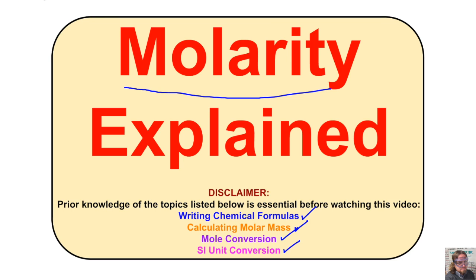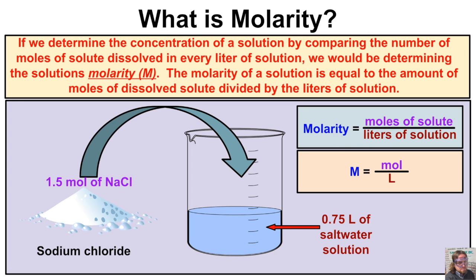So let's start talking about molarity. And first, let's talk about what is molarity. And so what is molarity? Well, it says right here, if we determine the concentration of a solution by comparing the number of moles of solute dissolved in every liter of solution, we would be determining the solution's molarity, or capital M for the abbreviation of molarity. And furthermore, it says the molarity of a solution is equal to the amount of moles of dissolved solute divided by the liters of solution.